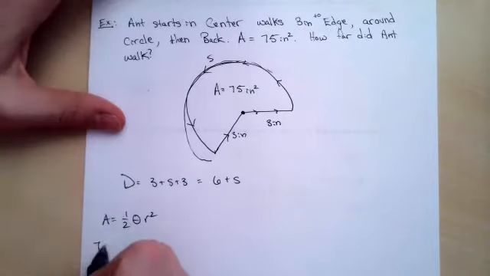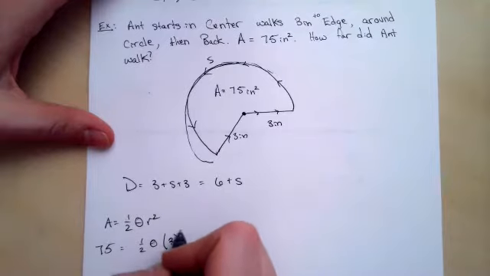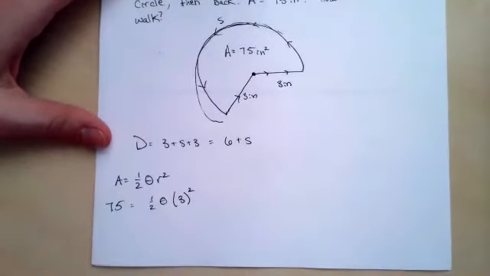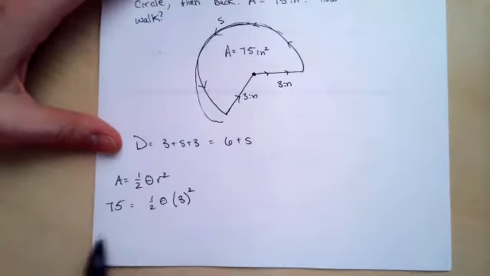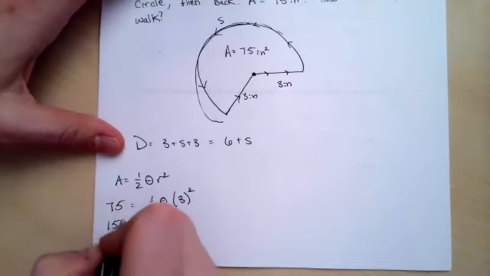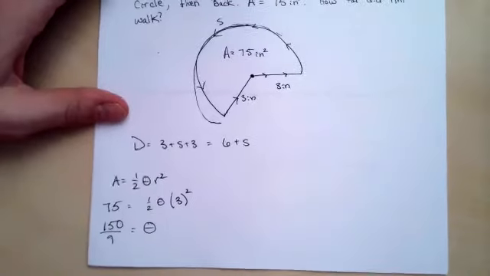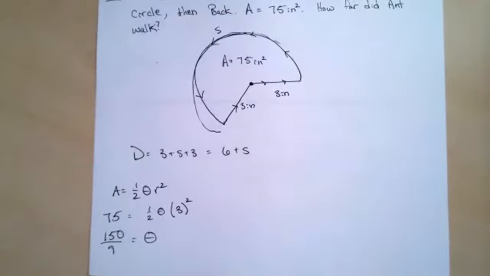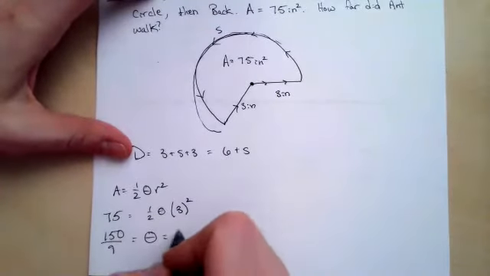And we know that the area is 75, and we know the radius was 3. So solving for this, multiply by the 2, divide by 9, we get 150 over 9 equals theta. And then simplifying that, let's go ahead and divide by 3, so we get 50/3.